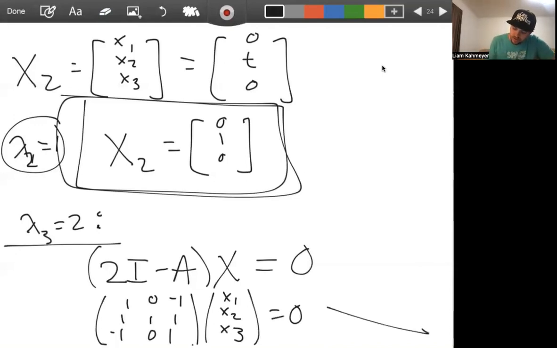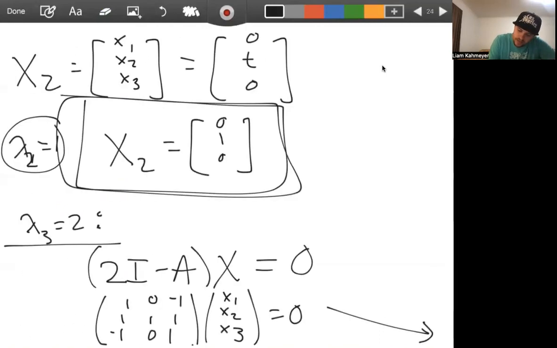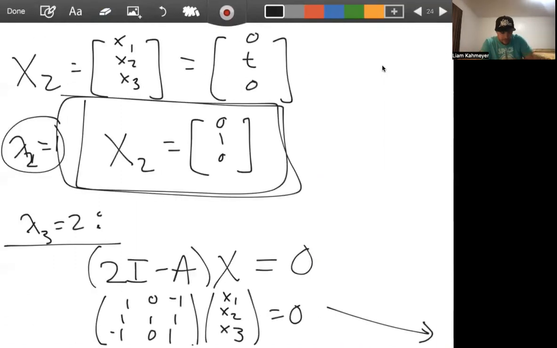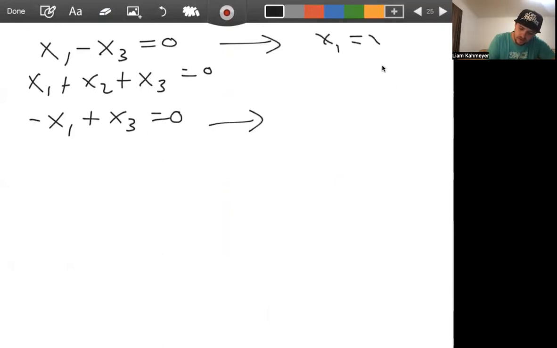So let's see what this has. I think we can avoid solving a system of equations here as well, or putting it into a matrix. The top one says x1 minus x3 is equal to 0. The second one says x1 plus x2 plus x3 is equal to 0. And then the last one says negative x1 plus x3 is equal to 0. So both of these just tell us that x1 equals x3.